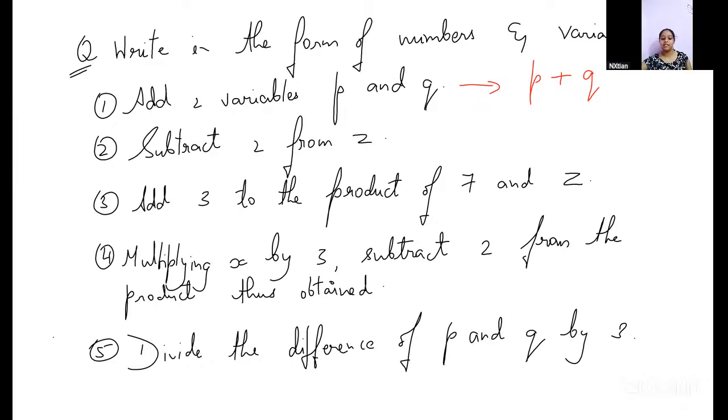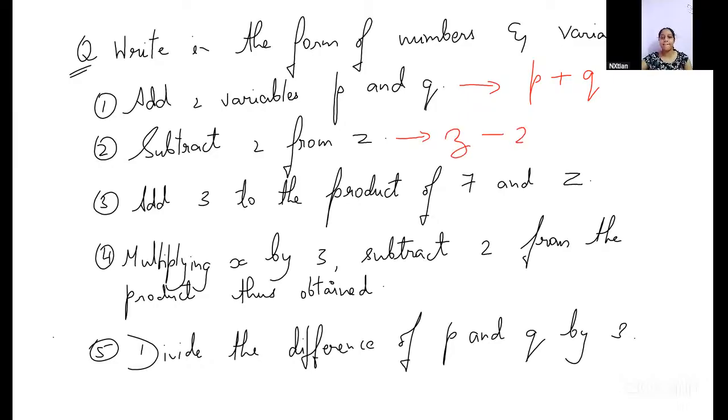Okay, let's discuss them. Nathaniel, what will be the second one? Subtract 2 from Z. 2Z. Sure about that? Subtract 2 from Z. Ma'am, can I say? 2 minus Z? No, try again. Z minus 2. Yes. Z minus 2.